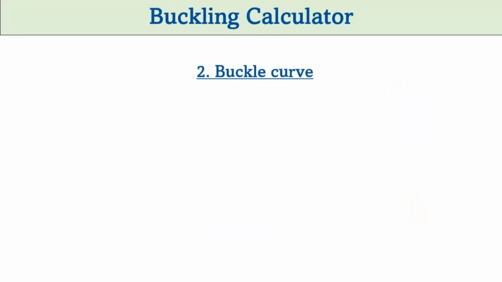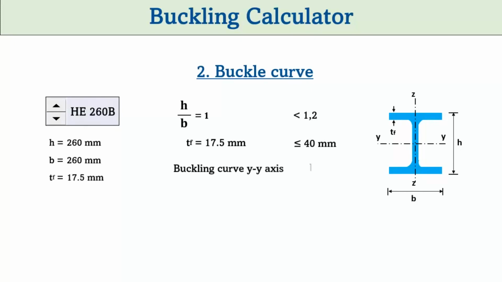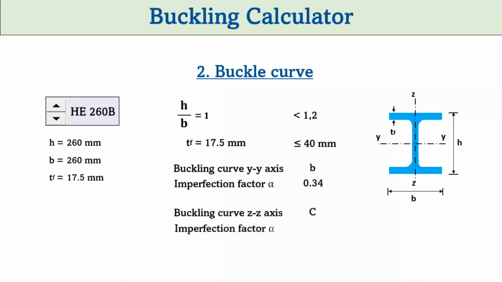To determine the buckling curve, first we have to find the ratio between the height and the width of the cross-section. Afterwards, from the flange thickness, we can choose the buckling curve in the Y and Z axis with the related imperfection factor.